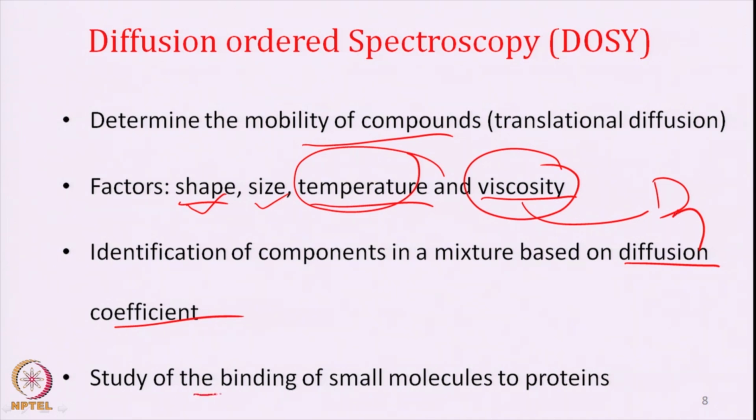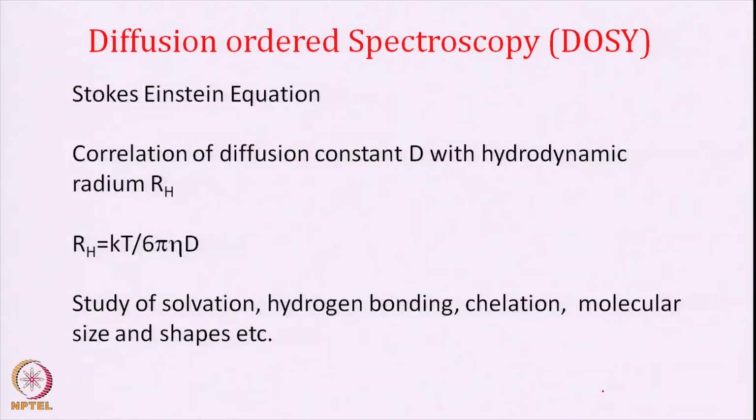So, actually it can also be used for binding of a small molecule to a protein. Suppose you have a mixture of 4-5 compounds, one of which is more likely to bind to a macromolecule. You can find it out by simply recording a DOSY experiment, which is the binder and which is the non-binder. Similar to the concept that we had discussed in the last class.